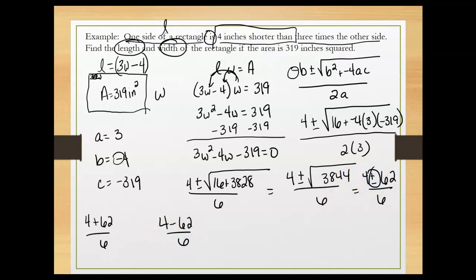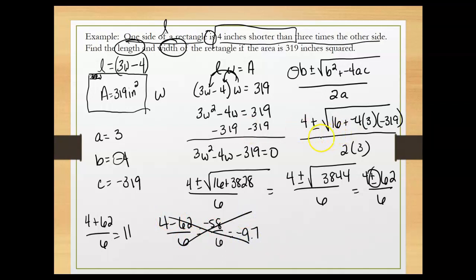4 plus 62 is 66. 66 divided by 6 is 11. 4 minus 62 is negative 58. Negative 58 divided by 6 becomes negative 9.7. I throw this one out because it's impossible to have a negative length of a side.